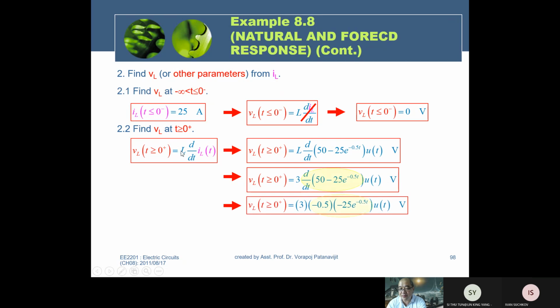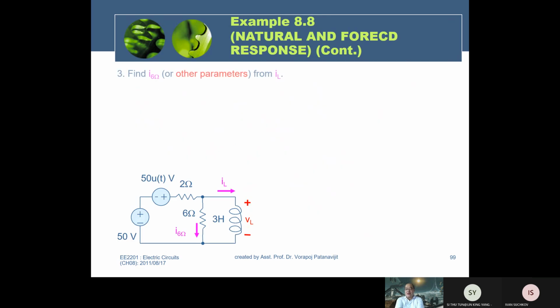Don't forget to multiply by the inductance value, which equals 3 Henry in this case. Differentiate them and multiply them. This gives you VL equal to 37.5 e to the power minus 0.5 t u(t). Now the question also asks you for I6 ohm.